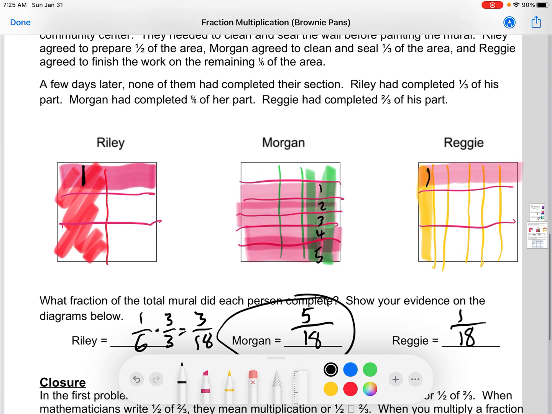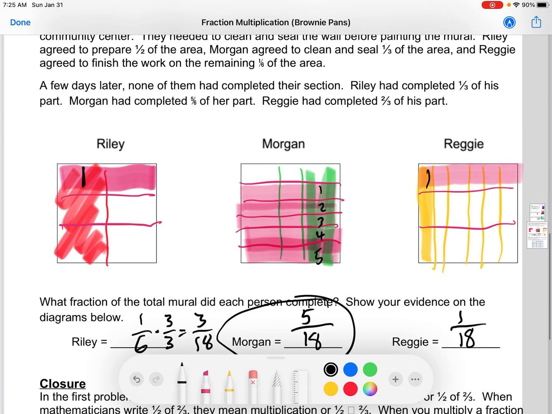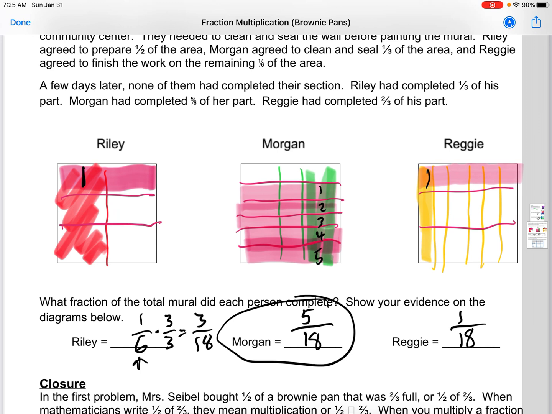If you read everything up above, it's hard to determine using fractions who did more, right? Riley did 1/3 of the area, or no, agreed to do half, but only did 1/3 of that, right? 1/3 and a half. That sounds big in a way, right? Morgan, on the other hand, decided to seal 1/3 of the area, right? And then what did Morgan do after that? Completed 5/6 of that, right? And then Reggie had agreed to do 1/6, which seems like a small amount, but did 2/3 of that.